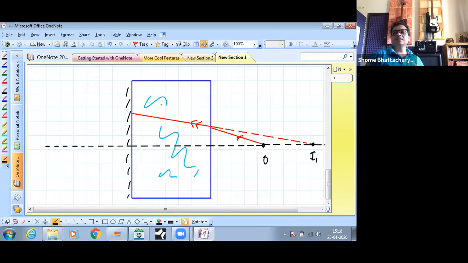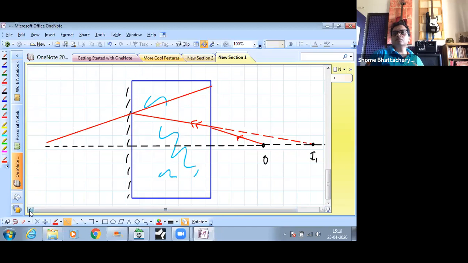Now next what is happening is that the ray incident on the mirror, which appears to be coming from I1, is reflected by the plane mirror. So it will produce an image of I1 behind. So the reflected ray now will look like this. My diagram is actually not very accurate. This distance should be equal to that distance.